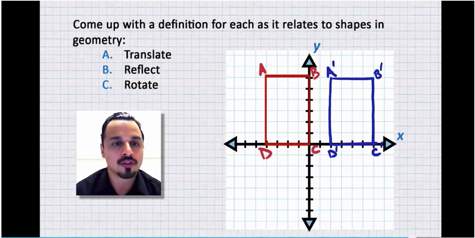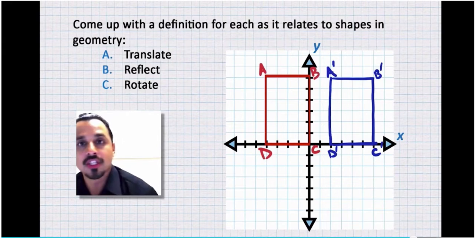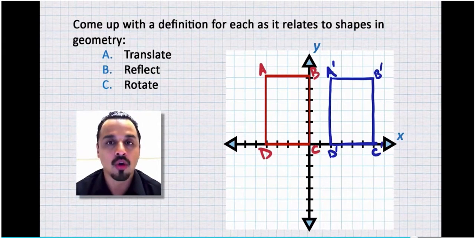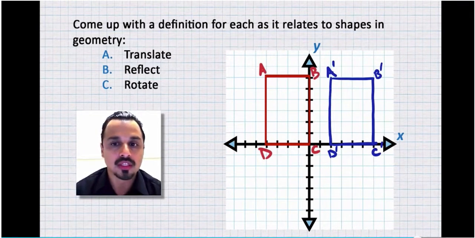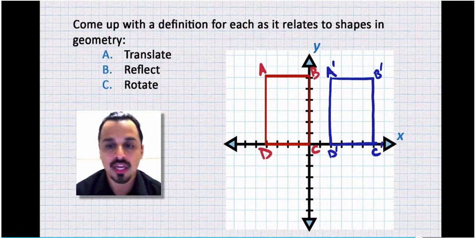Next, let's go over reflection. So reflection is when you flip an object over a line. Now it could be the x-axis, the y-axis, or it could be a diagonal line. So in this case, let's pretend we're reflecting our original rectangle ABCD over the x-axis.